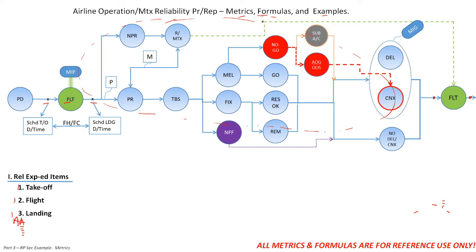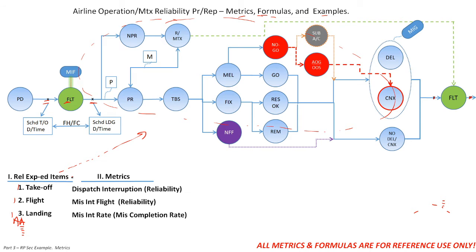First step is how to identify critical points, or I call them reliability experience items. The reason why I'm calling them reliability experience items is because we're gonna build all this development today based on Markov's model. So we're gonna start, right? We're gonna use as an example these 3 points: takeoff, flight, and landing. The next step is all about metrics.